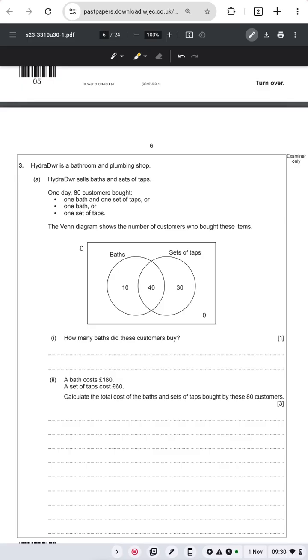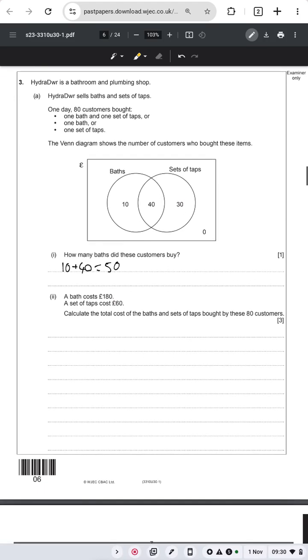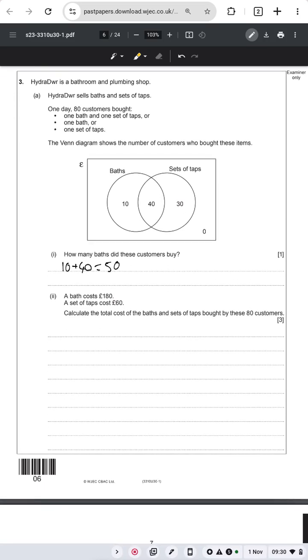So for baths, 10 customers bought only a bath, and another 40 bought both baths and a set of taps. So this is 10 plus 40 is equal to 50. A bath costs £180, a set of taps costs £60. Calculate the total of the baths and sets of taps bought by these 80 customers.